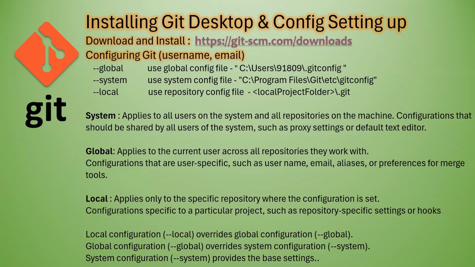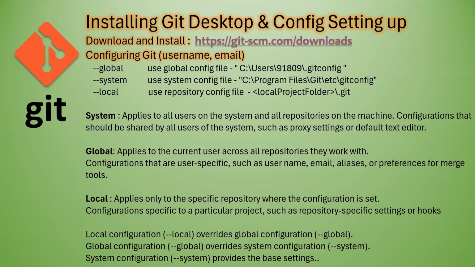But the catch here is that you can configure Git at three levels. The first one is global, the second one is system, and the third one is local. We will try to understand what those levels are. The first one, system. Whenever you configure something at the system level, it will be applicable for all the users on the same system where you configure. Obviously, when it is for all the users, it is applicable for all the repositories on the same system. Mainly, we configure things at the system level such as proxy settings and the default text editor, which will be common across all the people for all the repositories.